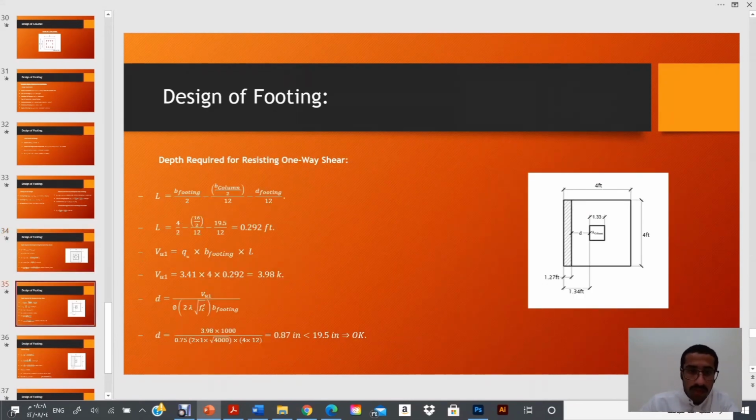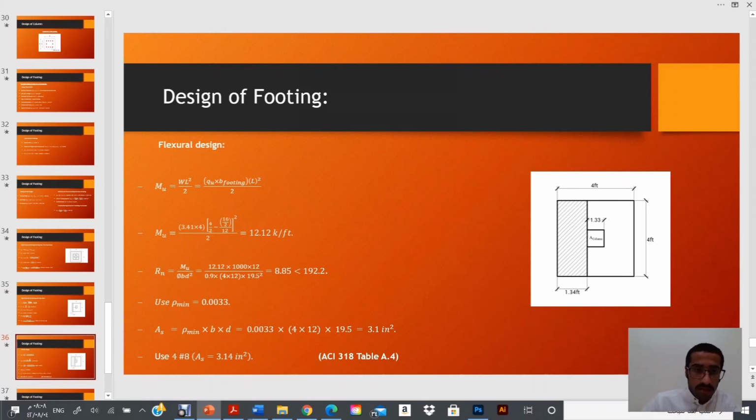Depth required for one-way shear: the critical section will be at a distance d from the face of the column. We can calculate the depth required by dividing Vu1 by phi multiplied by 2 lambda square root of f'c by the width of the footing, equals 0.87, less than 19.5 inches. Okay.